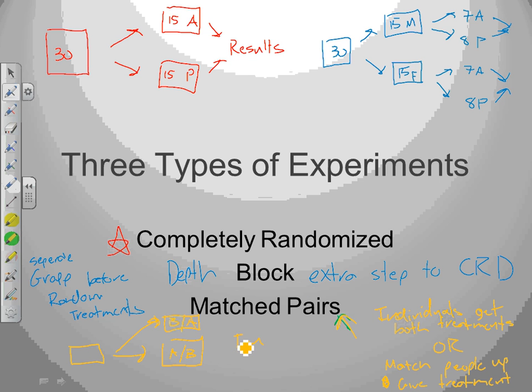I don't know what I was writing here. I said important. I like this orange. Important to randomize the application of treatments.